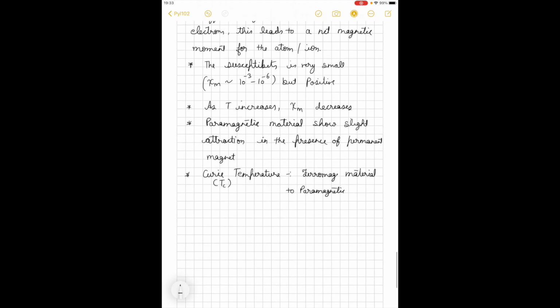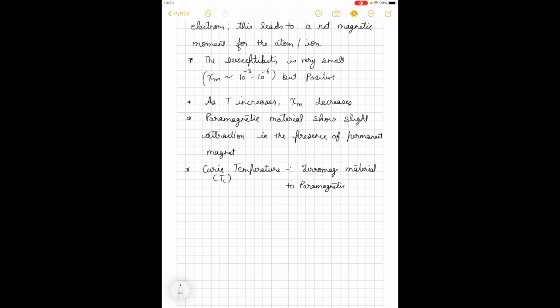So today we'll have three more materials: antiferromagnetic, ferromagnetic, and ferrimagnetic. So I'll discuss the antiferromagnetic material.